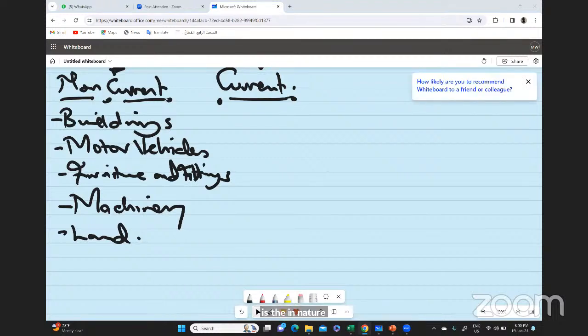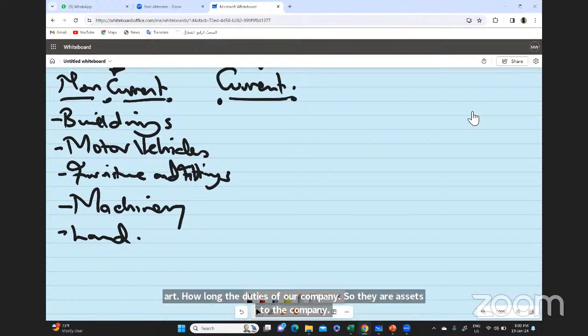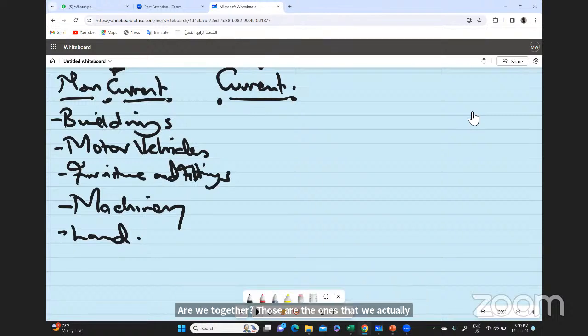Are cars bought for employees considered as assets? Yes. But we are not giving them to employees to take them for good. We are giving them in the due course of performing their what? Performing the duties of our company. So they are assets to the company. Are we together? Those are the ones that we are actually talking about.